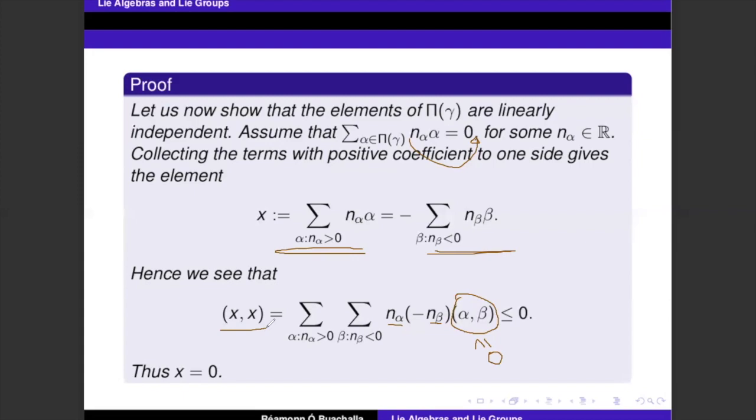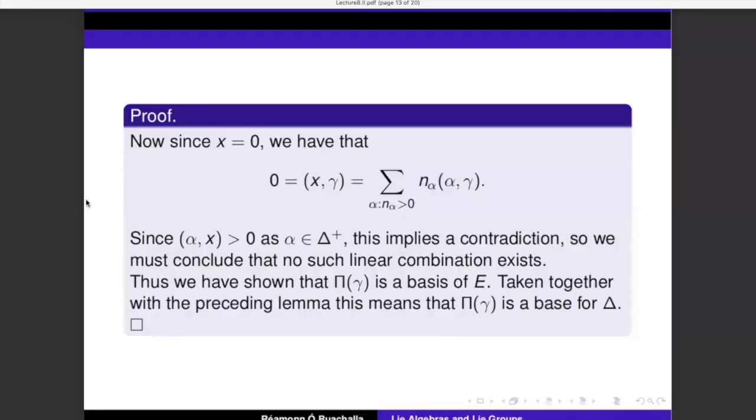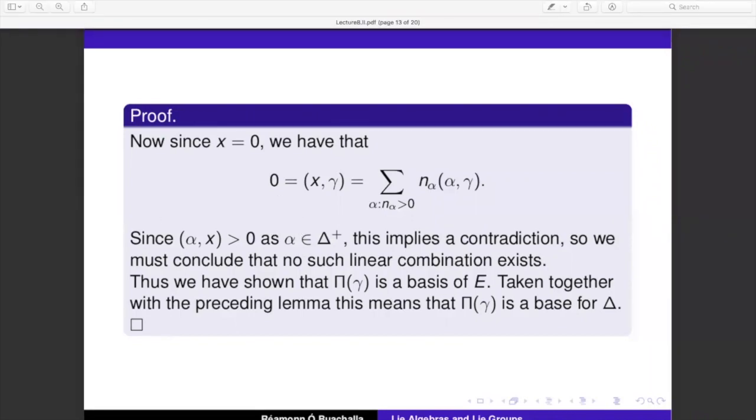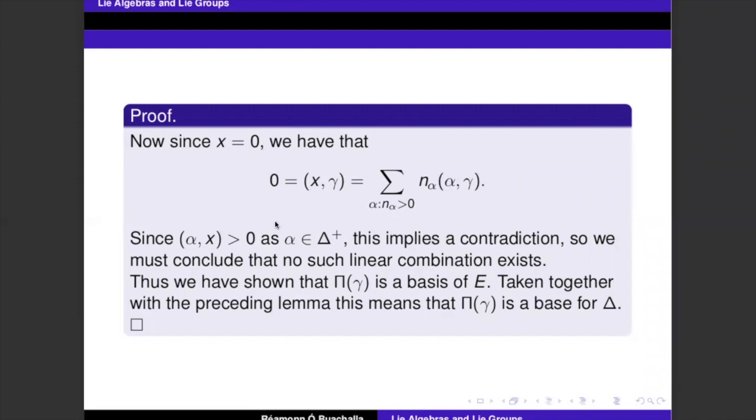So the inner product of x and x is always going to be strictly greater than 0 whenever x is non-zero. Hence, we have to conclude that x is 0. So both of these sums are equal to 0. Now, since x is equal to 0, clearly we're going to have this. An inner product is a bilinear map, so if we pair with anything that's 0, it's going to be 0.